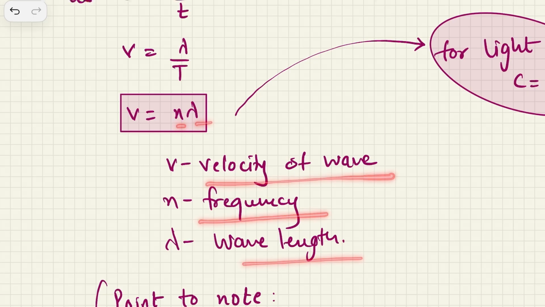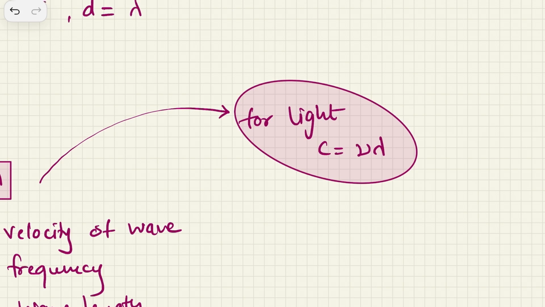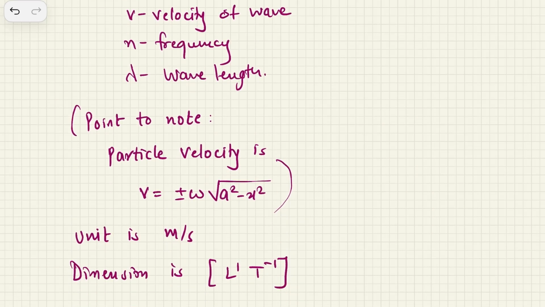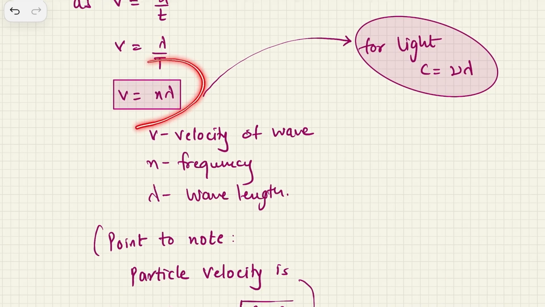Also you should note that when we'll be dealing with light waves, we'll be using c instead of v, because light's velocity is very special. Nothing can move faster than light. So velocity of light is c, and in the concept of light we generally use frequency as nu and lambda remains lambda. So c is equal to nu lambda is a very common equation in the theory of light. Also we should be noting that this is the wave velocity.